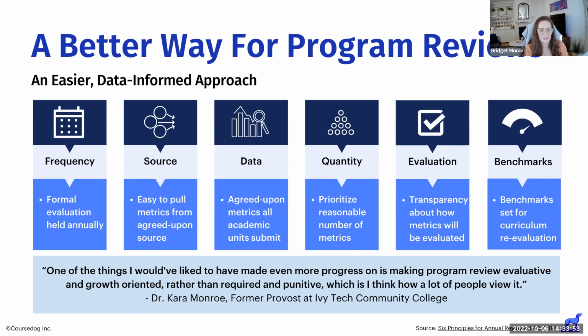Next, there should be transparency about how the determined metrics will actually be evaluated. So it helps increase trust and make the process more objective. And finally, there should be some benchmarks set in advance about what types of results warrant further curriculum evaluation. Without benchmarks, too often these curriculum reviews result in vague recommendations that end up yielding little change.